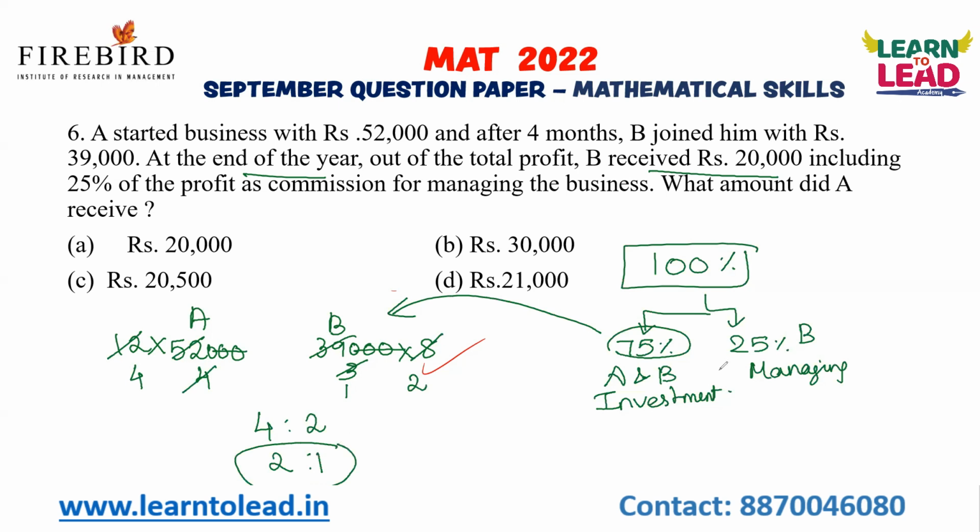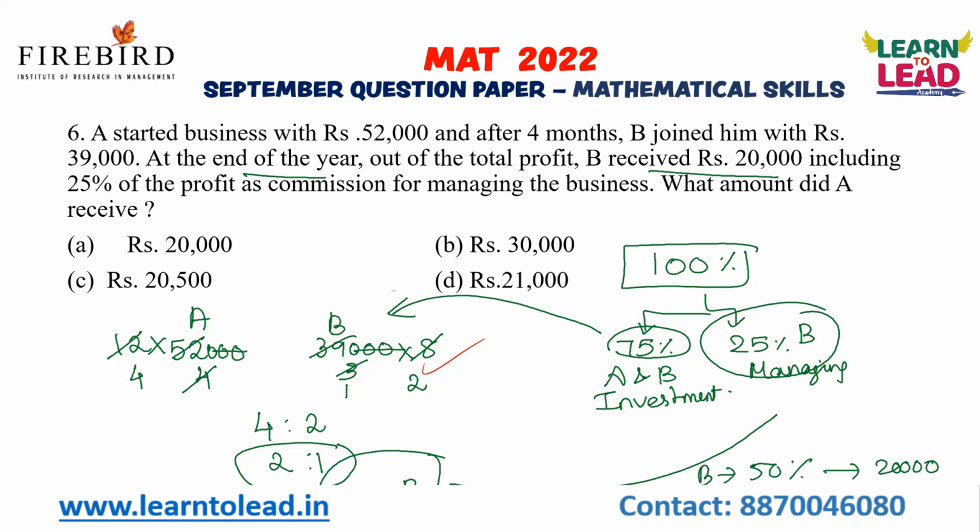So if the 75% of the amount goes to A and B for their investment, they'll share in the ratio 2 is to 1. That is, in that 75%, 50% will go to A and 25% to B. Already B has another 25% of the total profit for managing the business, and now for his investment he got another 25%. So both together is 50%. This 50% is 20,000 and this is for B. Another 50% of the profit goes to A, the value will be the same 20,000, right? So your answer is 20,000.